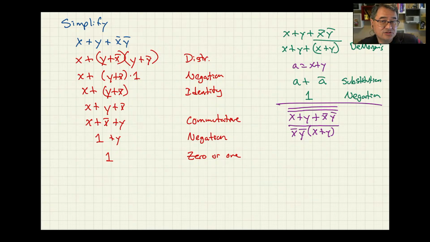Now we're going to do distributive, by applying the not x, not y to both of the terms inside the parentheses. We still have this negation on top, right? We haven't done anything with that. All we did was apply distributive.